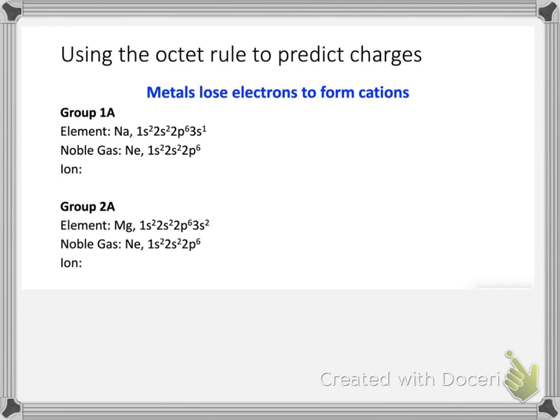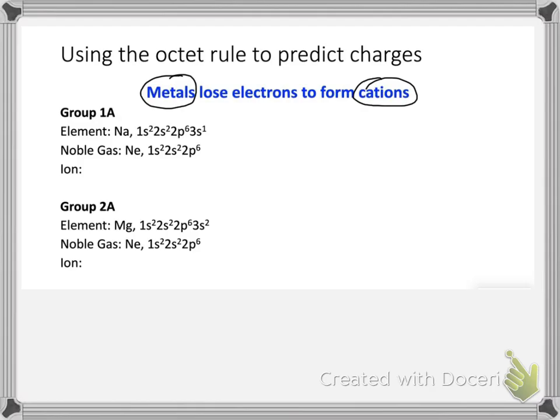So I want to just look at some electron configurations so we can develop a pattern. Here's an important concept that you can take to the bank: metals lose electrons to form cations. Okay, we want to remember this. It is helpful for us to know that metals are going to form cations. So I chose two examples, one from group 1A and one from group 2A. I'm not going to do all the elements in group 1A, just choose one example.